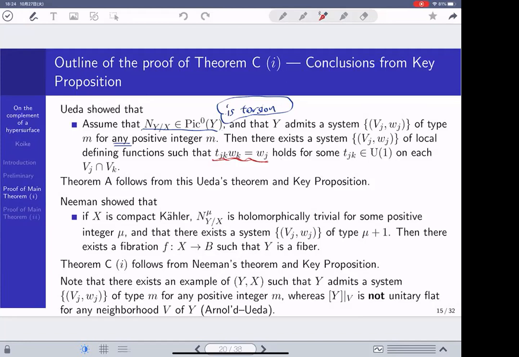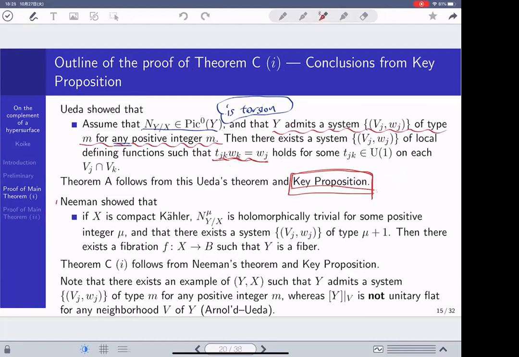This is a kind of linearization theorem, and it is shown by using a technique from complex dynamics. Theorem A, the theorem for a small neighborhood of Y, follows from this Ueda's theorem and the key proposition, because the key proposition says that if the line bundle of Y is C infinity semi-positive, then Y admits a system of type M for any positive integer M.